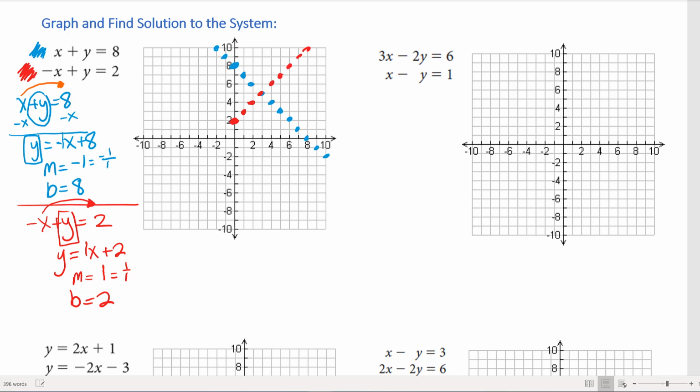If I continue to do this off my paper without having the extra lines in there, just the dots, the spot where the two dots are on top of each other, that is going to be my solution. So the solution to this problem is the ordered pair over 3 and up 5. So 3, 5 is my solution.